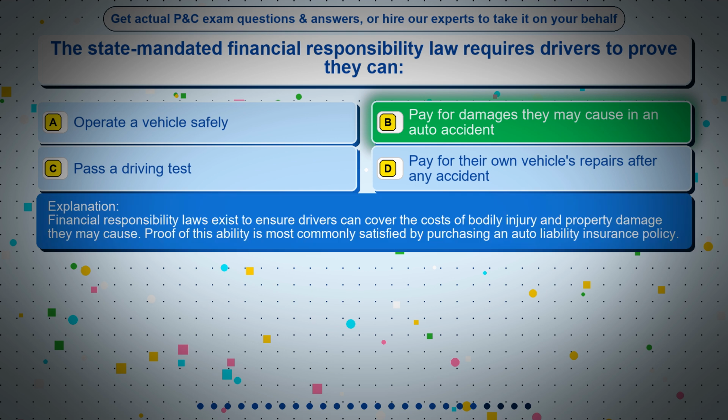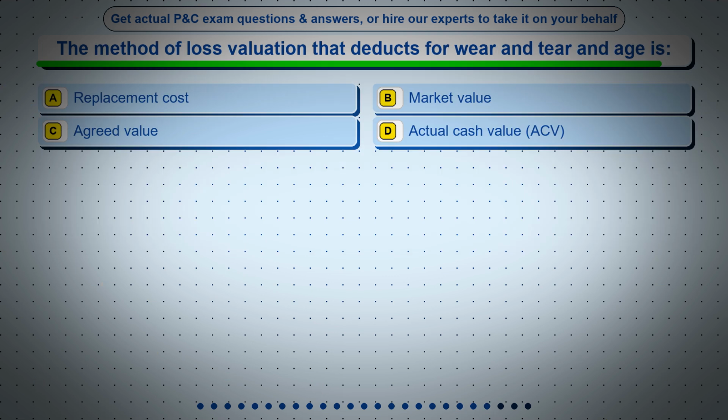Financial responsibility laws exist to ensure drivers can cover the costs of bodily injury and property damage they may cause. Proof of this ability is most commonly satisfied by purchasing an auto liability insurance policy. Question 22. The method of loss valuation that deducts for wear and tear and ages: Option A, replacement cost.